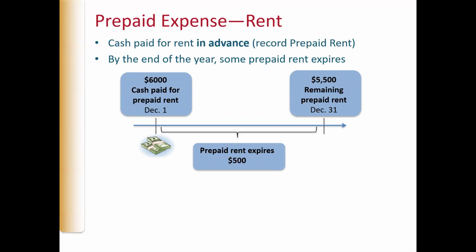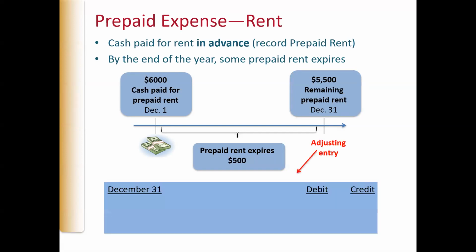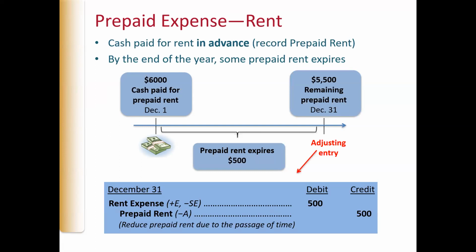So to record the adjusting journal entry for prepaid expenses, remember it said we debit the expense and we credit the asset. Since we've used up $500 of rent, we now will debit rent expense for $500 and we credit prepaid rent for $500. What does this do? This increases our expense, which basically lowers our retained earnings, our stockholders' equity, and it reduces our asset, doesn't it?